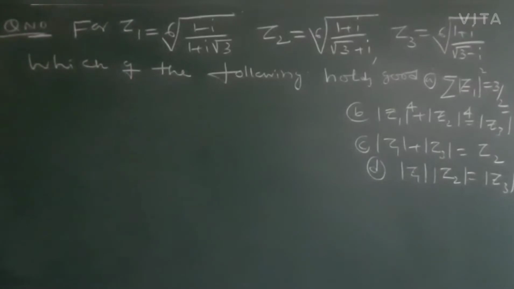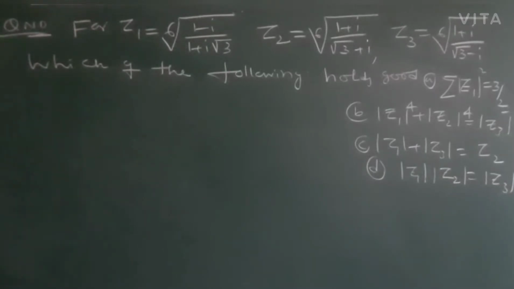In this question, we are given z1, z2, z3 as 6th root of 1 minus i upon 1 plus i root 3. z2 is equal to 6th root of 1 plus i upon root 3 plus i. z3 is equal to 6th root of 1 plus i upon root 3 minus i. Which of the following holds good? The very first option is sigma mod z1 whole square is equal to 3 by 2. Option B, mod z1 whole power 4, mod z2 whole power 4 is equal to mod z3 power minus 8.